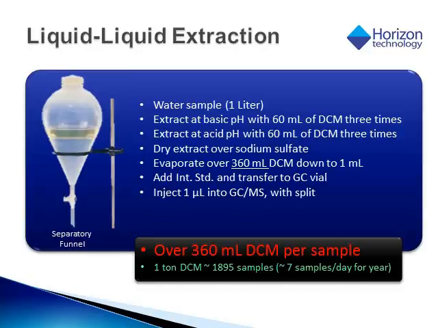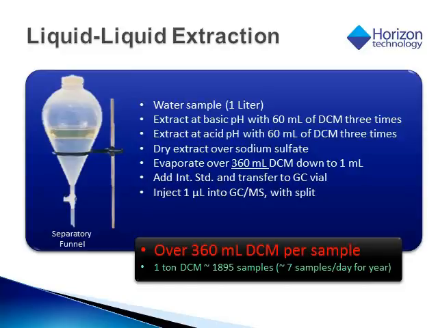The extract is collected and dried over sodium sulfate, where the container has to be rinsed to ensure full quantitative transfer, along with the sodium sulfate to be rinsed with DCM to make sure that recovery of the extract is complete. After which, evaporation of over 360 milliliters of DCM down to 1 mil is performed. An internal standard is included into the extract, transferred to a GC vial, and then only 1 microliter of sample is injected into the GC with a split.